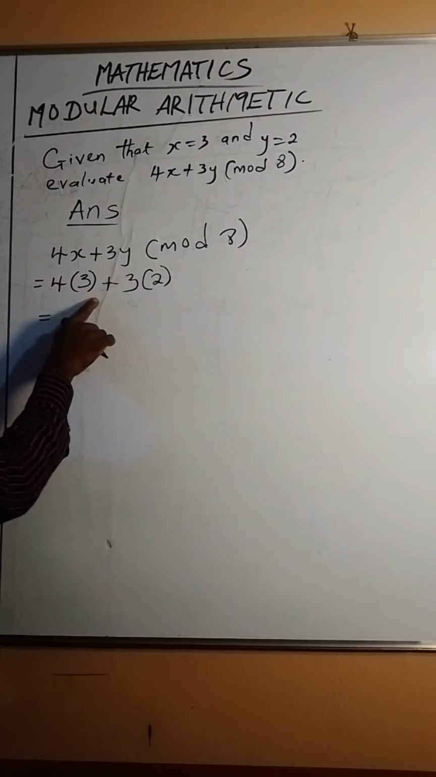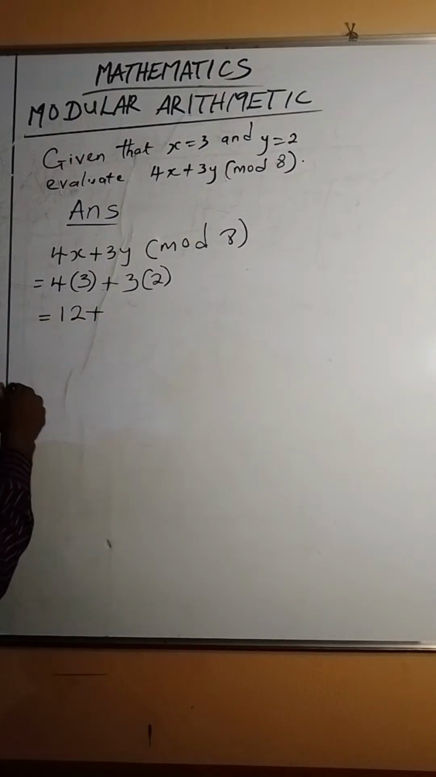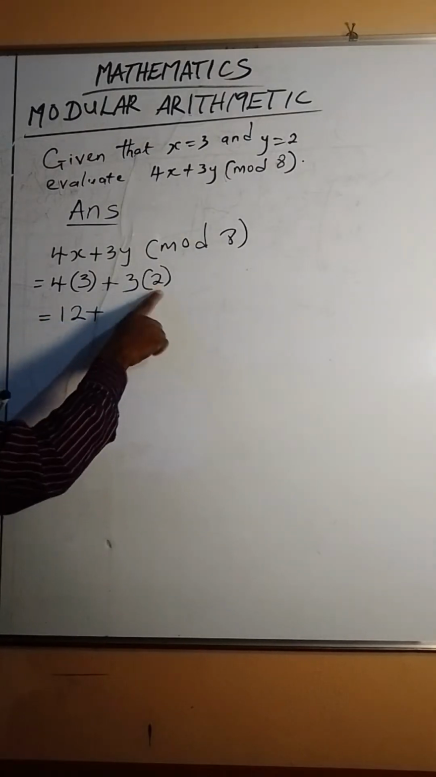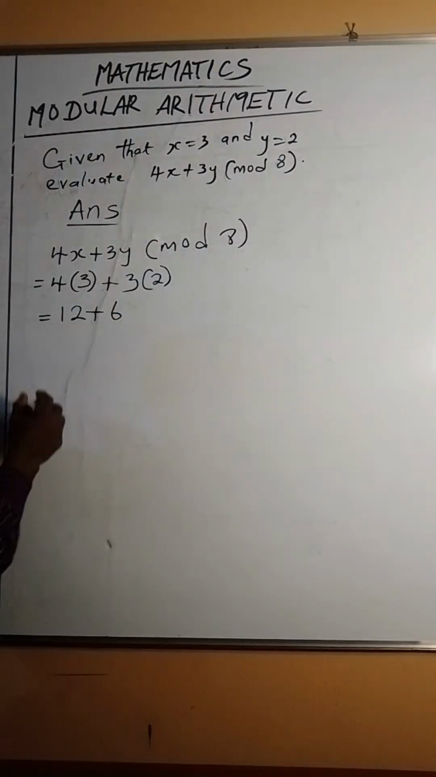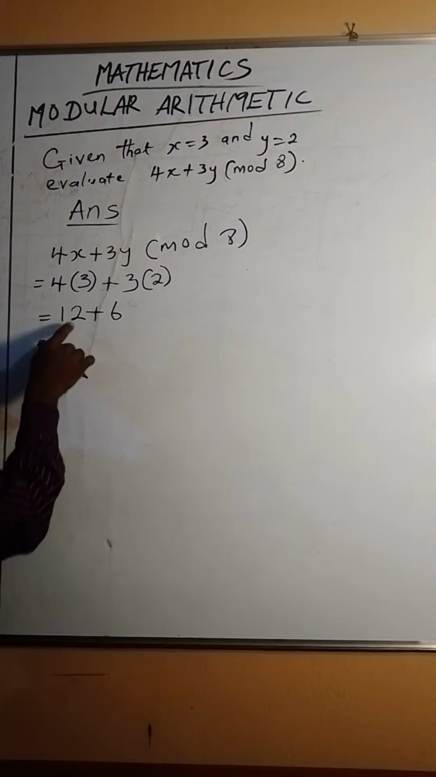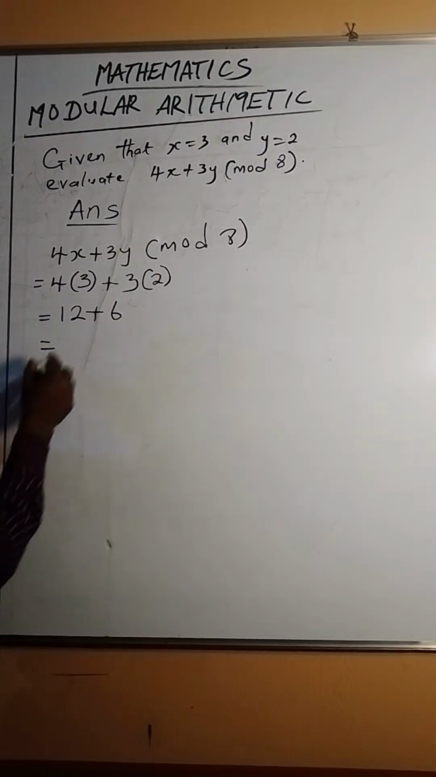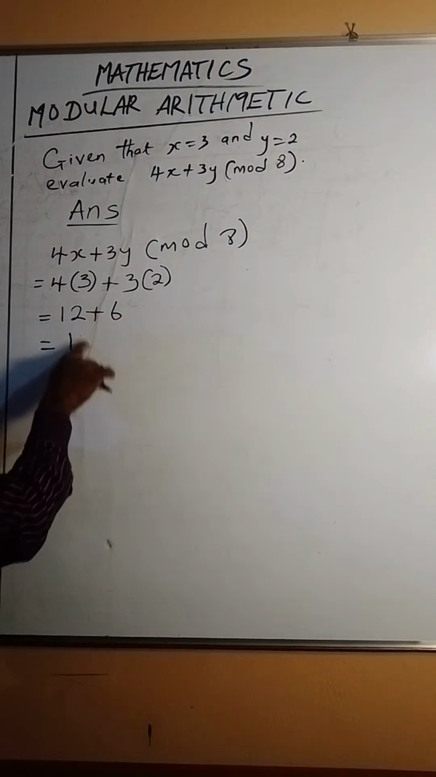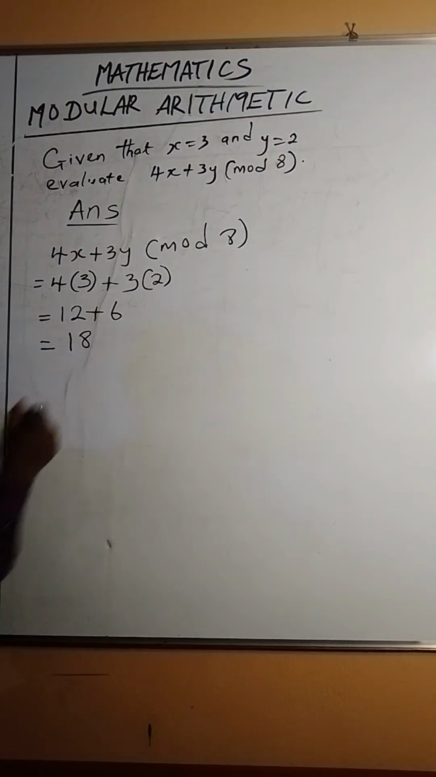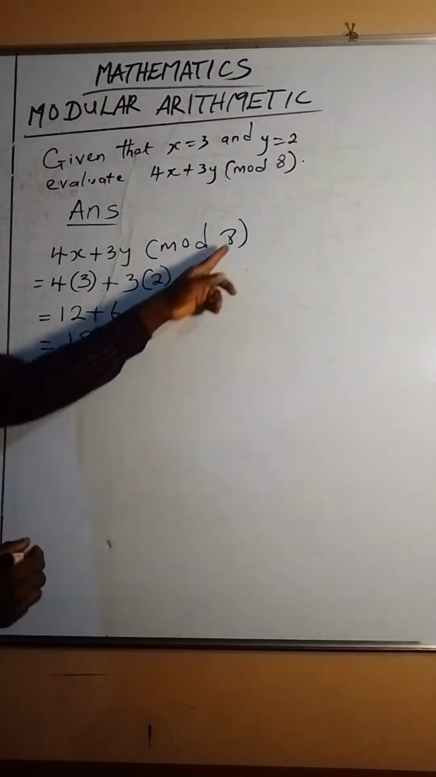4 times 3 is 12. Then 3 times 2 is 6. And this is put together by summation. Add these two together, and we are going to get 18. 12 plus 6 is 18. So this is not the answer. We have to write the answer in mode 8.